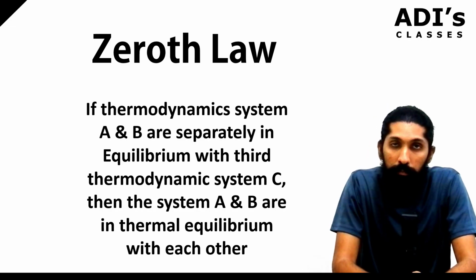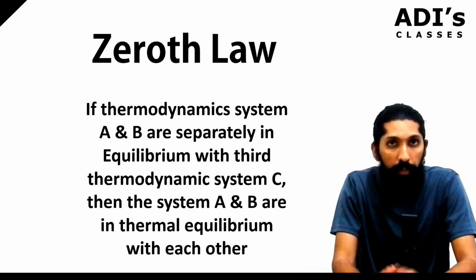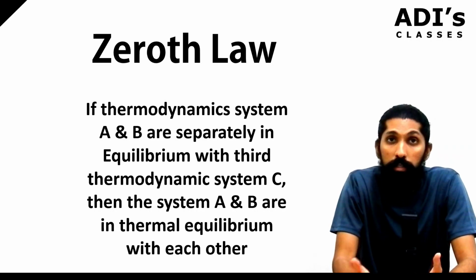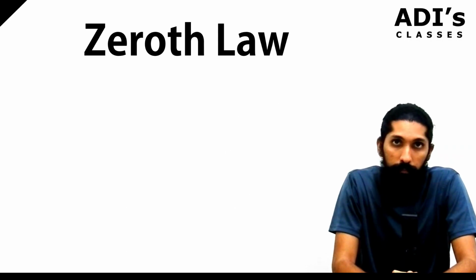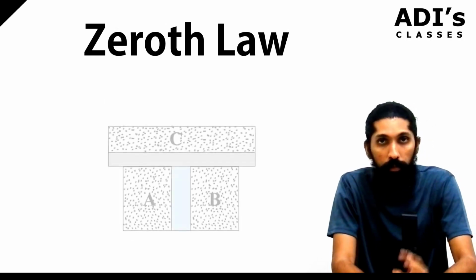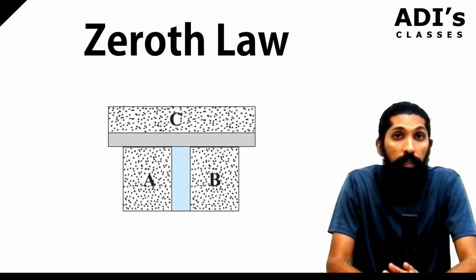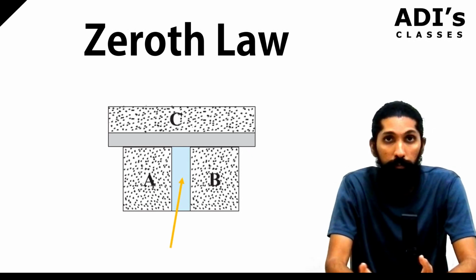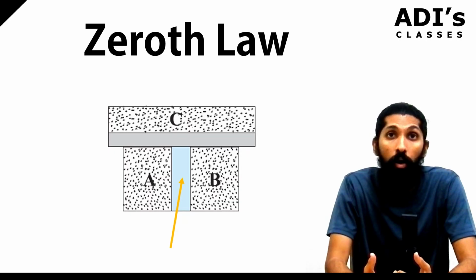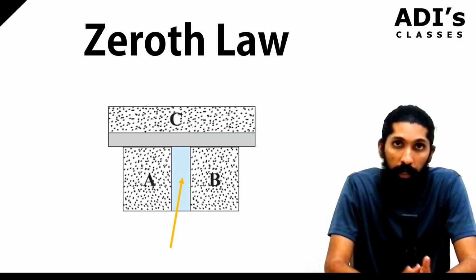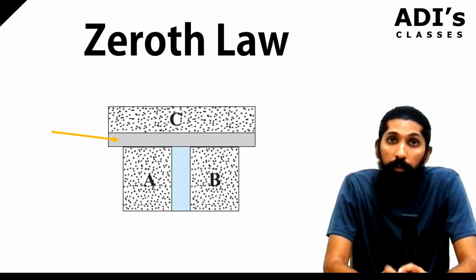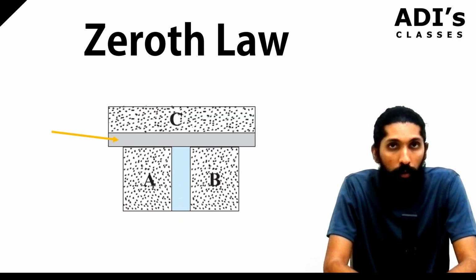That means A is in thermal equilibrium with C, B is in thermal equilibrium with C, so A is in thermal equilibrium with B. Okay, so this is called the zeroth law of thermodynamics. To understand this, look at this particular figure. See, between A and B, we have an adiabatic wall. So that means there is no heat transfer or energy transfer between A and B. But between A and C and between B and C, there is a diathermic wall.